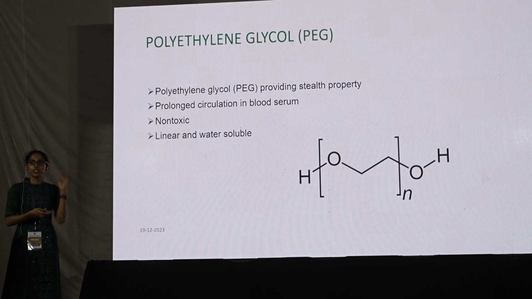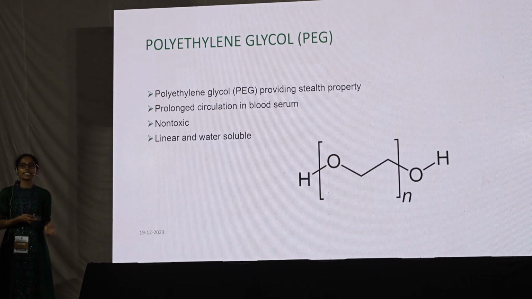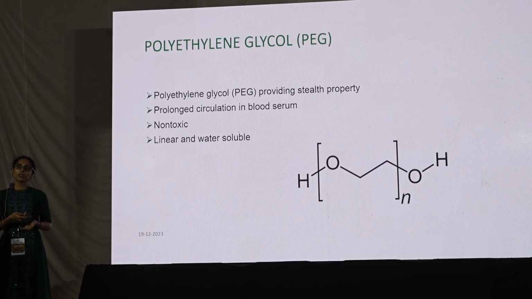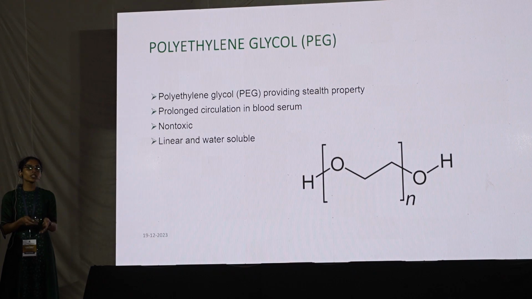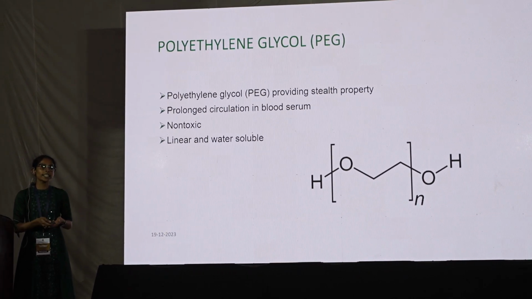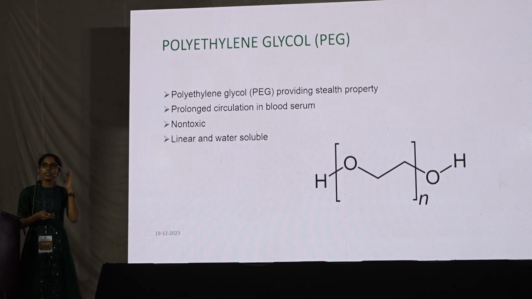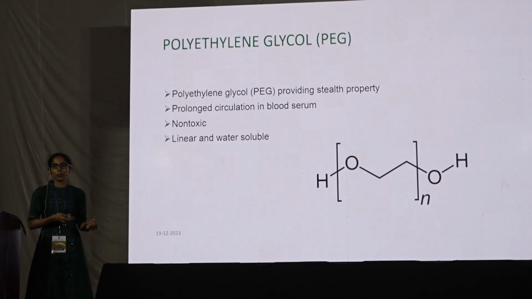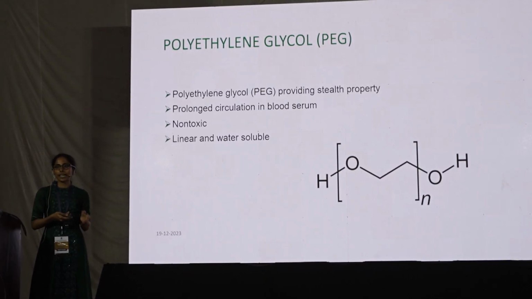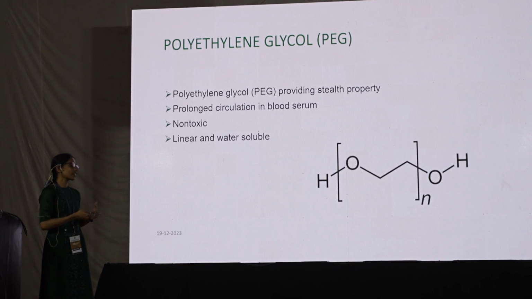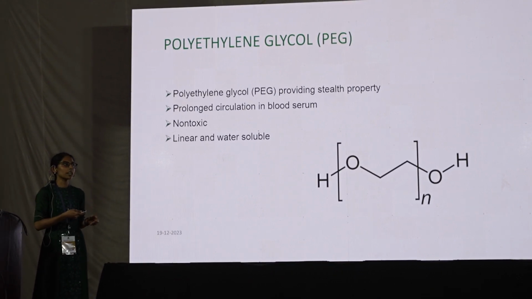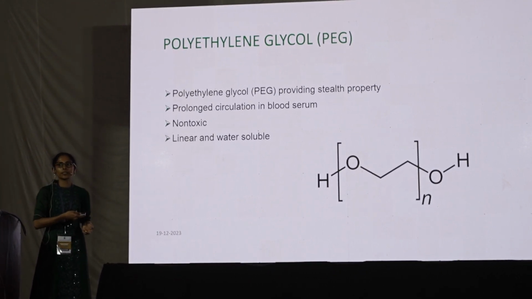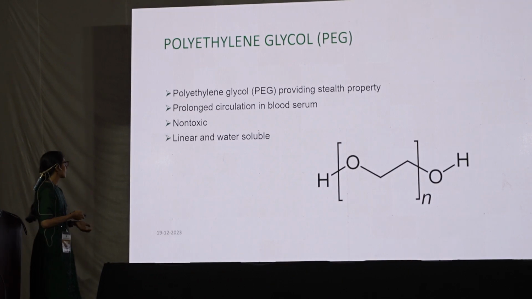The precursor chosen for synthesis is polyethylene glycol. Polyethylene glycol, we all know, is a linear long chain polymer which is non-toxic in nature, and it is highly soluble in water. The most important thing is that it has a high stealth property, that is the property to repel blood proteins. So it ensures prolonged blood circulation time, which is really useful in biomedical applications.